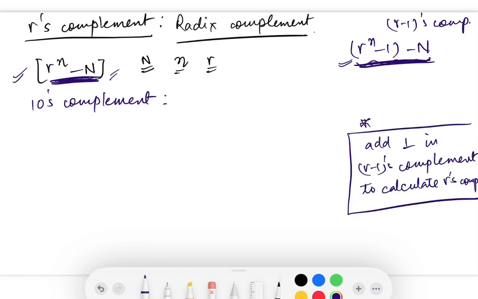Okay, first let's calculate by using this formula. The 10's complement of 9347. 4 digits are there.